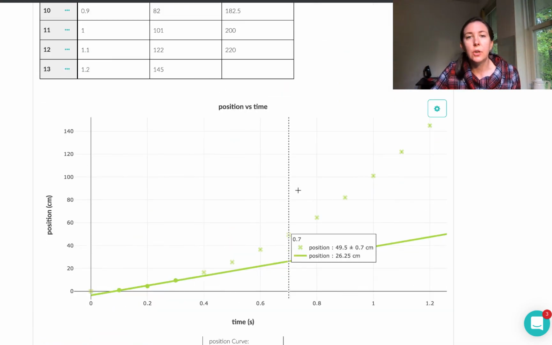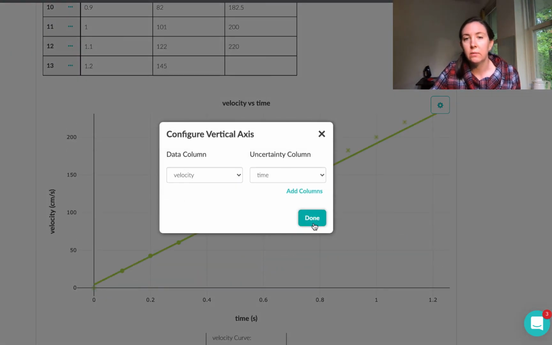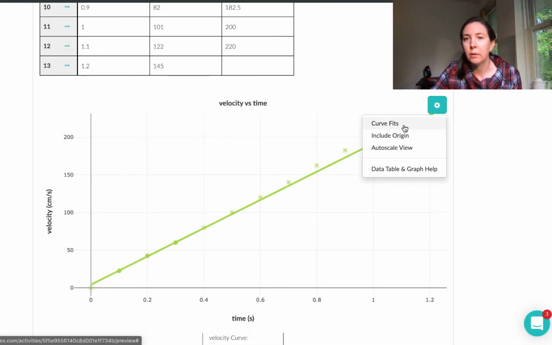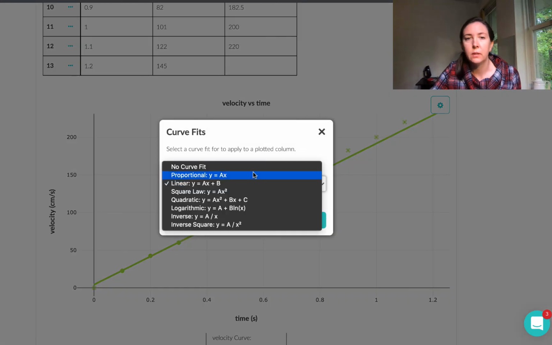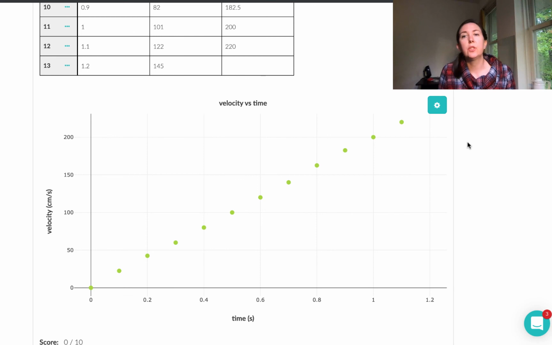All right, so when I look at my velocity versus time, I'm going to go ahead and turn off my curve fit. This line looks pretty darn straight. So when I say what's the proportionality between velocity and time, they are proportional. If you doubled one, the other one would double.